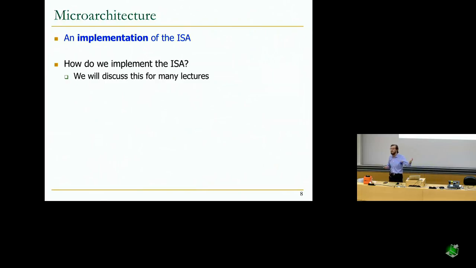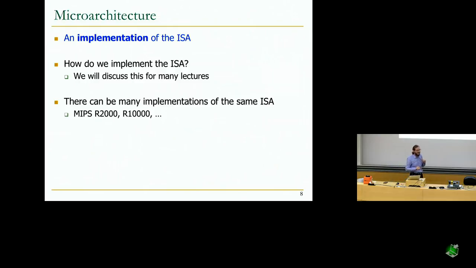There can be many, many implementations of the same ISA. MIPS, for example, is the ISA that we looked at. There have been many, many implementations over the years. I don't know what the latest implementation is called, but one of the initial implementations was called R2000.